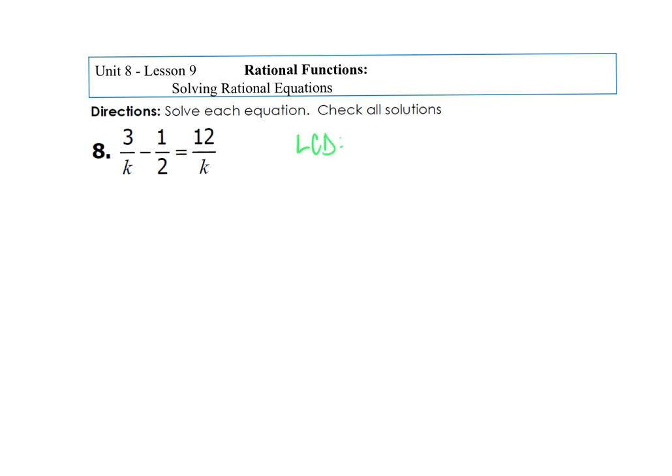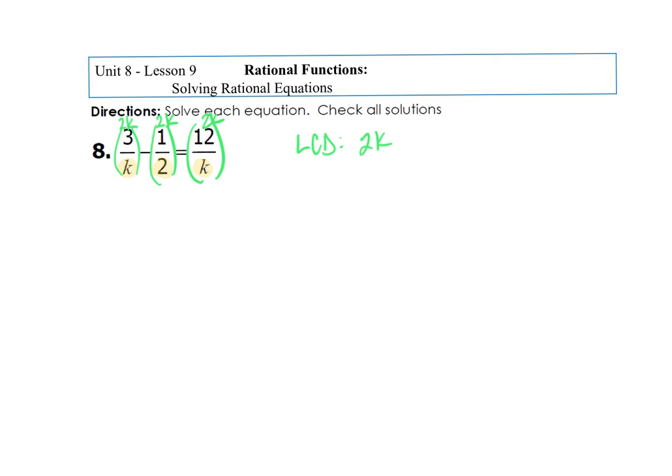Okay, so looking for a least common denominator. I have in the denominator, we've got k, 2, and k. So the smallest term they can all become is 2k. So my next step now is to multiply that 2k, that LCD, to each term in this rational equation.